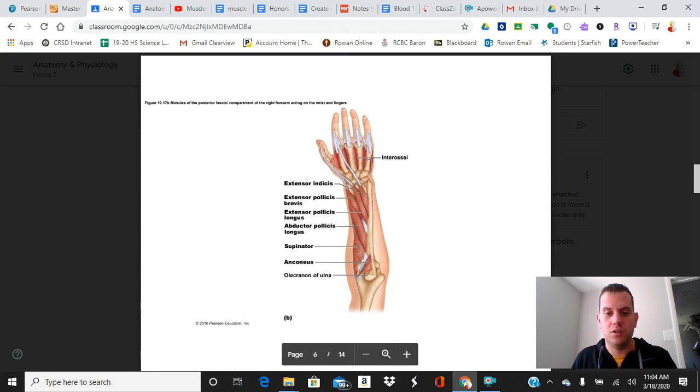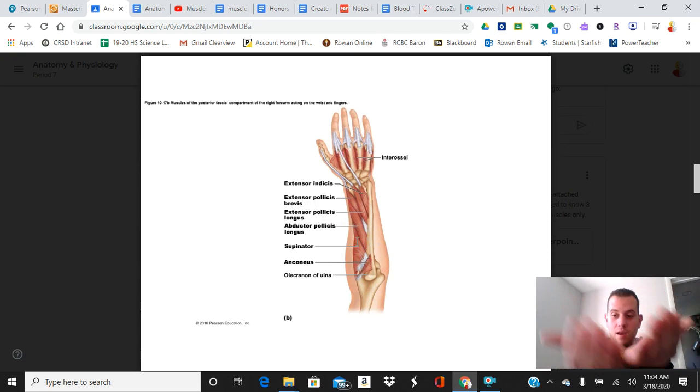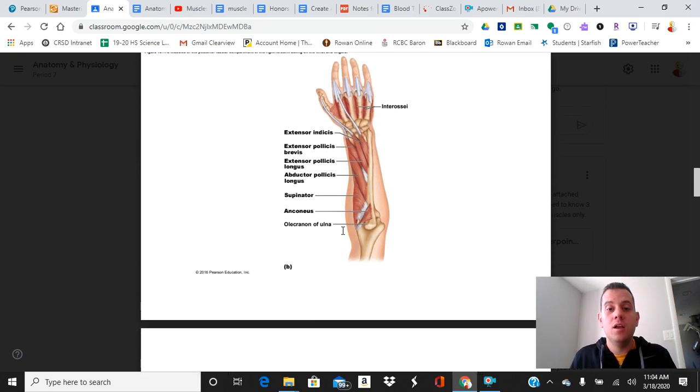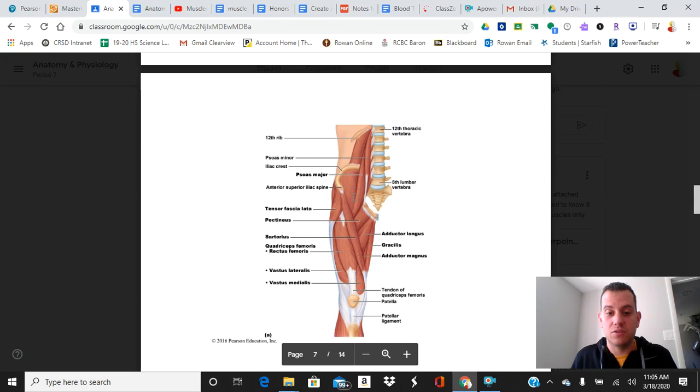I'm not sure, you might need to know the supinator. What do you think that does? Soup. I have some soup. Remember that? Supinator. Right. So all these muscle names are pretty easy to remember. The leg is a little bit tricky, so spend some time with the legs.